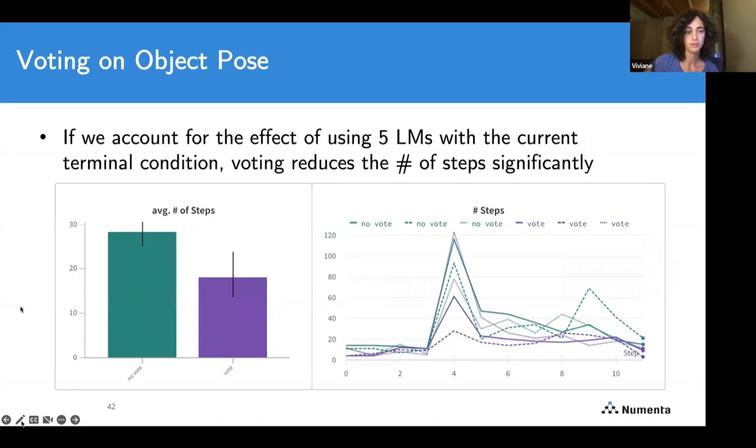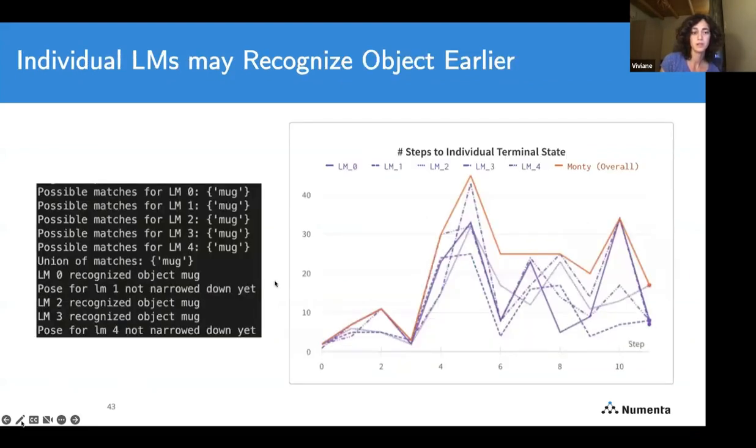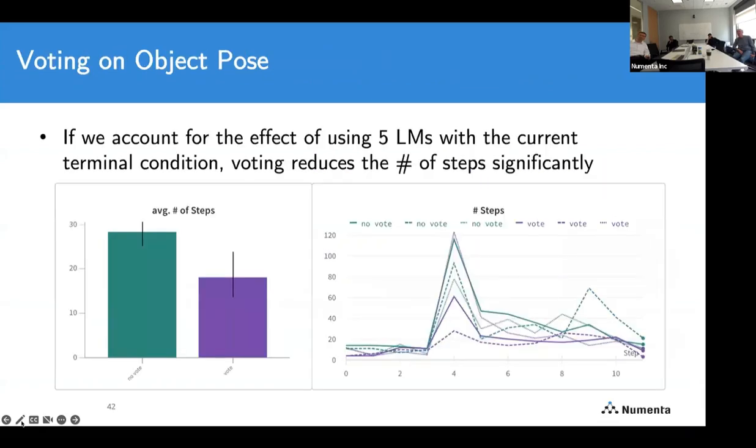Just a quick result. Using voting cuts down on the average number of steps needed to recognize an object. So here's no vote, it's this with voting. One little detail here is that, I'm sorry, you're voting both on pose and in that previous slide, you're voting both on pose and object ID? Yeah, both.